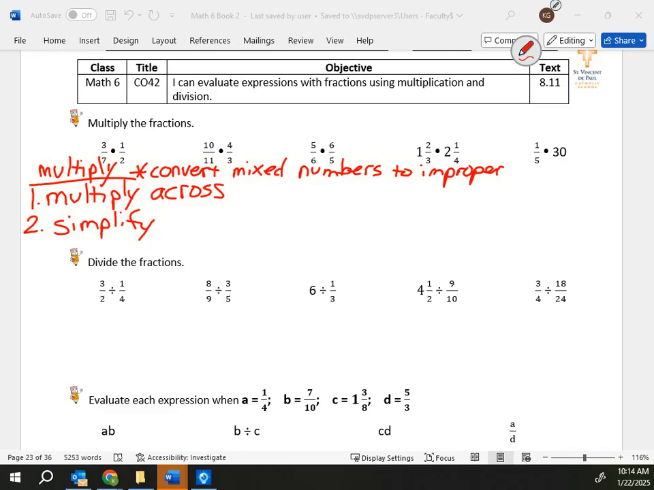So if it's a mixed number, that 1 2/3, remember we multiply and then we add. Multiply and then add. Then you multiply across. Can't do that if we have a whole number thrown in there. Remember, if it is a whole number, you put a 1 under it. So we have a numerator and a denominator to multiply across.